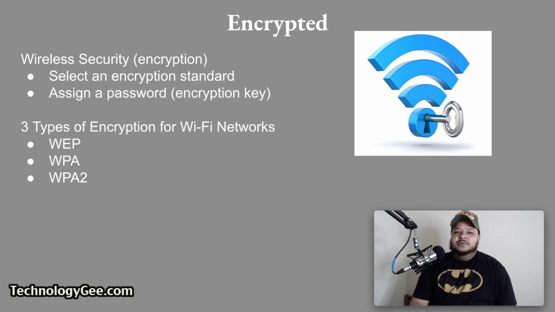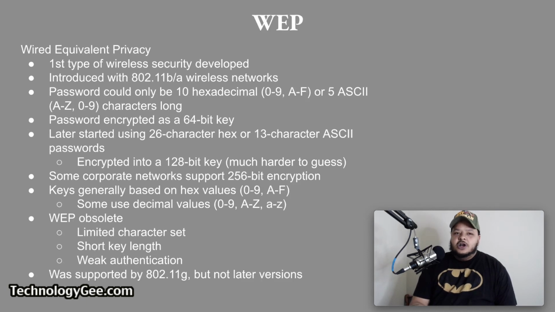WEP, WPA, and WPA2. Let's talk about WEP, also known as Wired Equivalent Privacy. And this was the first type of wireless security developed. WEP was introduced with the 802.11b and the 802.11a wireless networks.